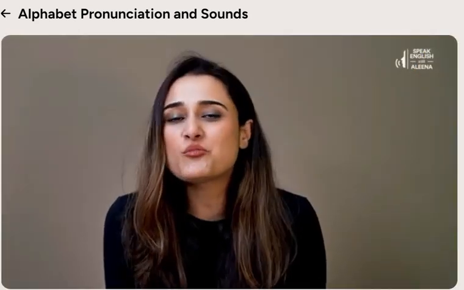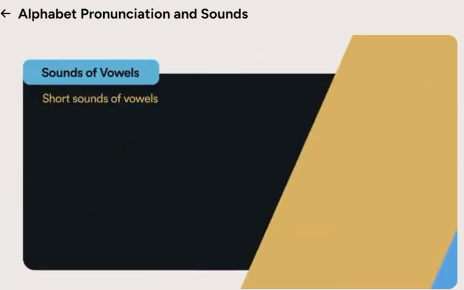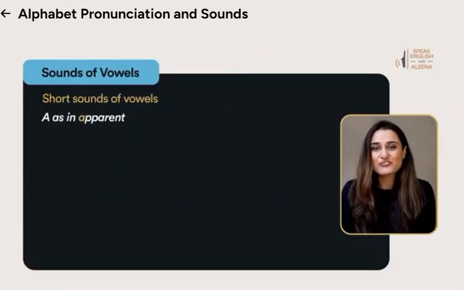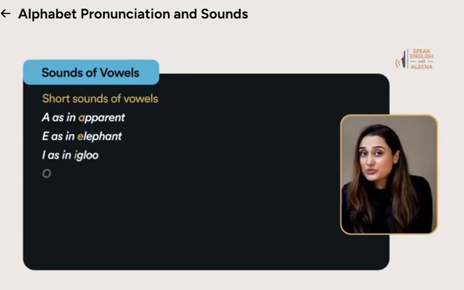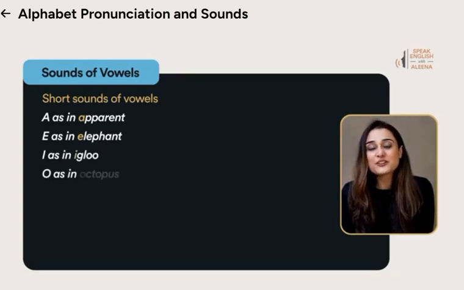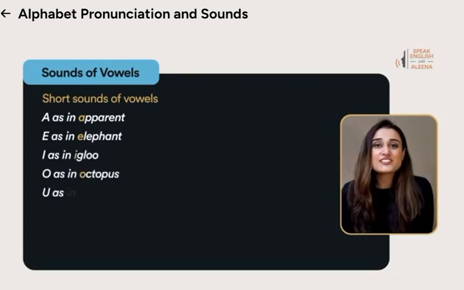Let's discuss a few more examples for short sounds of the vowels. For A we have apple. For E we have elephant. For I we've got igloo. For O we've got octopus. And for U we've got umbrella.